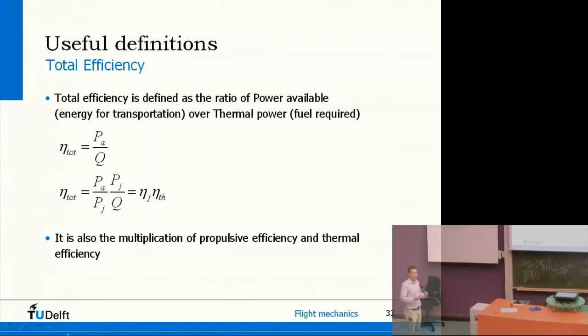multiplied with jet power divided by thermal power, and that's what we call thermal efficiency. So I just made a distinction between two efficiencies. So total efficiency is a multiplication of propulsive efficiency and thermal efficiency. So eta J is propulsive efficiency and eta TH is thermal efficiency.